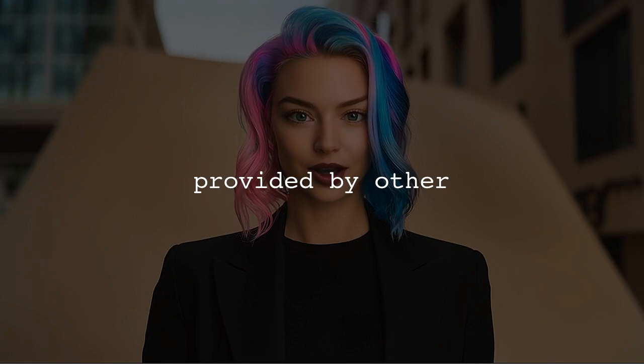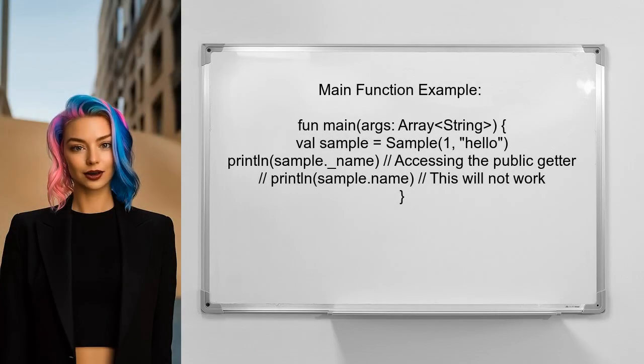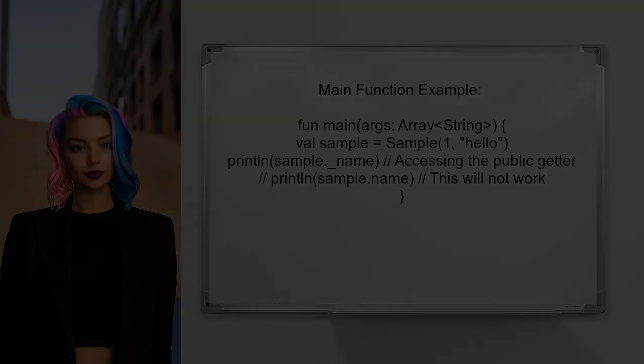Now let's look at the answers provided by other users. This user suggests an alternative approach by using a private setter for the property name. They define a class called Sample with a private variable name and a public backing field. The getter for name is public, while the setter is private, preventing external modification. In the main function, they demonstrate that while you cannot access name directly, you can access the public property to get its value. This effectively keeps the setter private while allowing read access.